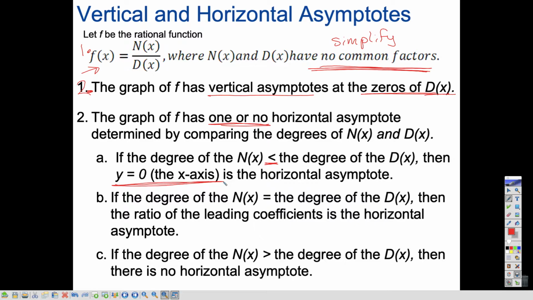Okay, the second instance, if the degree of the numerator is equal to the degree of the denominator. So x squared over x squared, right?